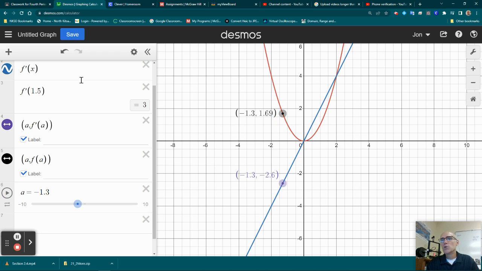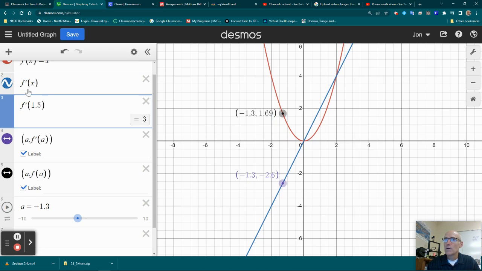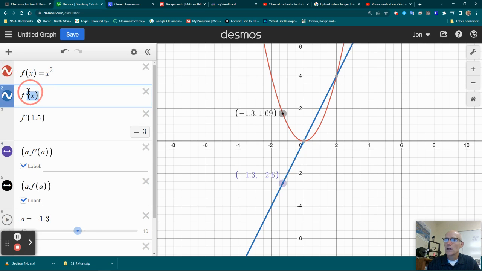I hope this numerical derivative right here, I hope I'm making that clear. That's how you calculate the numerical derivative. You just put f prime of x, and then make sure you have your function up here correctly labeled.